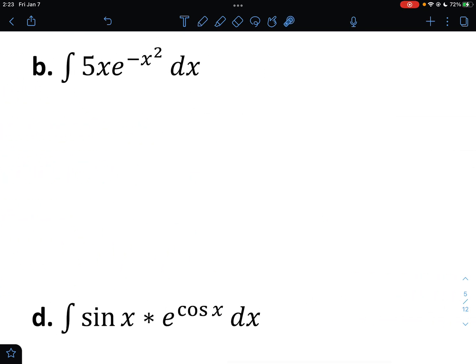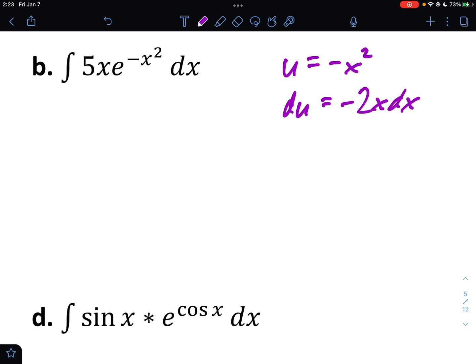Letter B, so we see the derivative of this would be 2x, well, negative 2x actually, and this would be 5x out here. So again, it's just a constant that is screwing us up. We can deal with that. Let's let u equal negative x squared. So then du equals negative 2x dx.